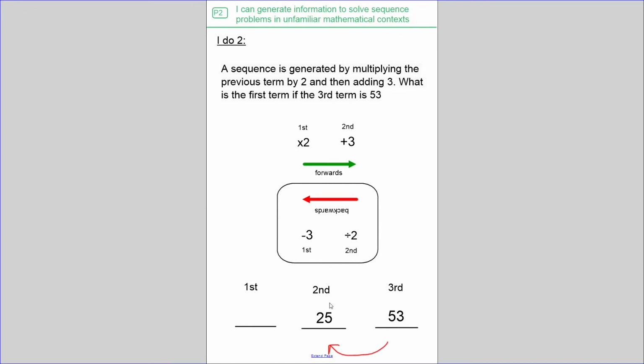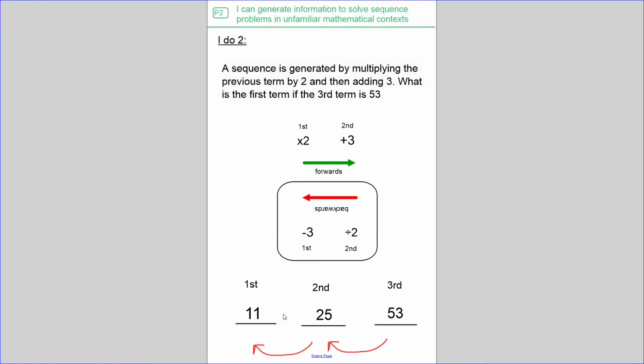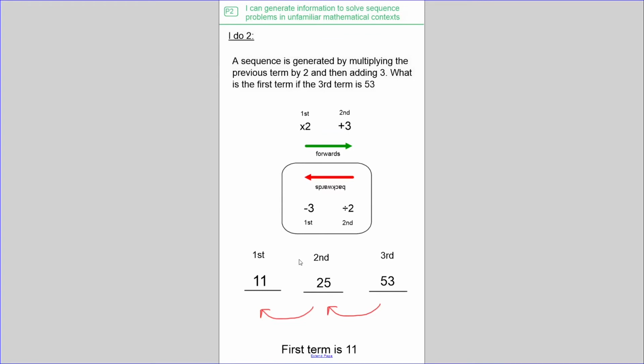Once we've done that, we can easily find the first term by doing 25, subtract 3, divided by 2, which is going to give us the number 11. Once we've done that, remember to refer back to the question. It asks us to find the first term. So we found the first term, which is 11, but we must write down a sentence explaining that the first term is equal to 11.